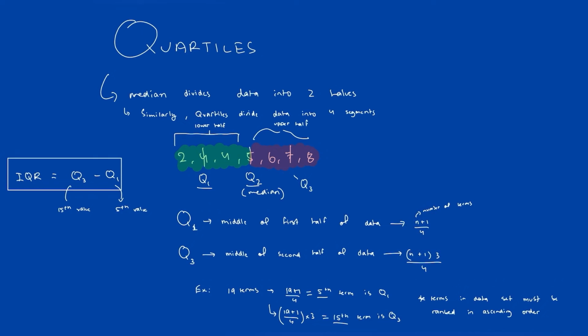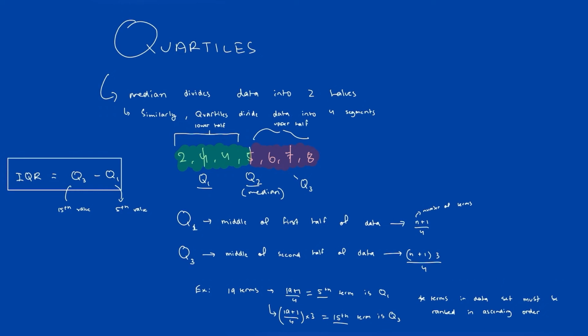So you can explain this with an example. Say we have 19 terms. So n plus 1 divided by 4, so 19 plus 1 divided by 4. So our fifth term is quartile 1. For example, our fifth term here would be 6. So quartile 1 is equal to 6.